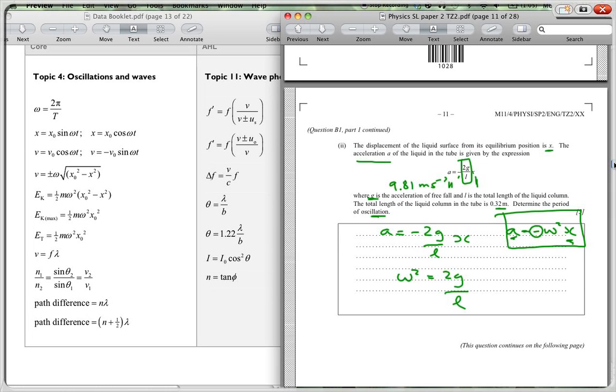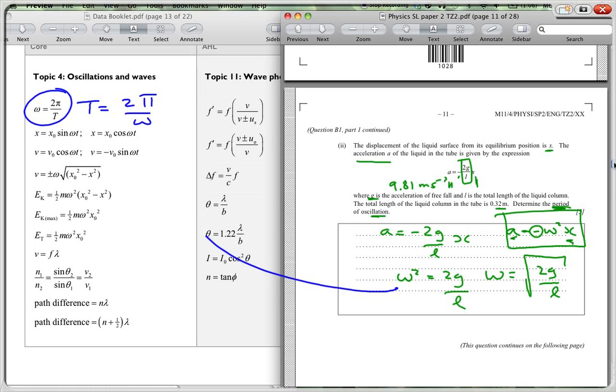So now we're going to get omega is equal to the square root of 2g over L. And then finally, we are actually wanting to determine the period. And we know that the period T is equal to 2 pi over omega. So we'll need to put that into our equation. Once we found omega, we'll need to put that into there and solve. Hopefully you'll be able to do that relatively easily.